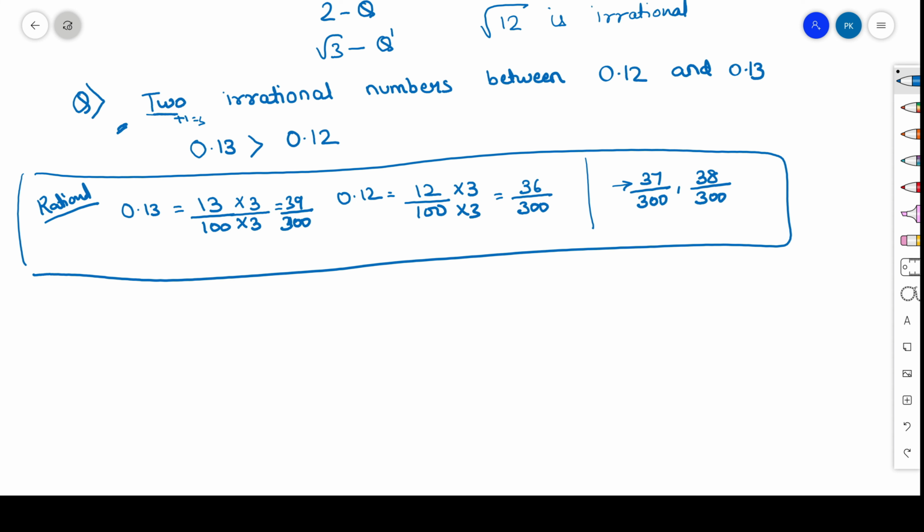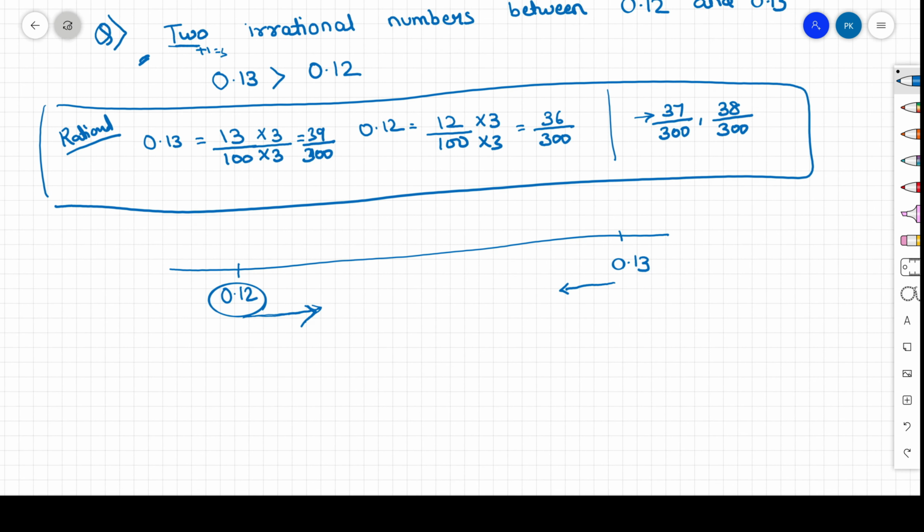Now the question here is not to find rational numbers but irrational numbers. So let's focus on that. Suppose we draw a number line and we get here 0.12 and 0.13. Now we know that the irrational number will be on the right hand side of 0.12 and on the left hand side of 0.13. So we will take this number and find numbers greater than this but less than 0.13.